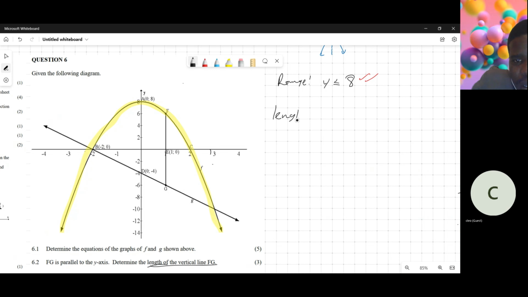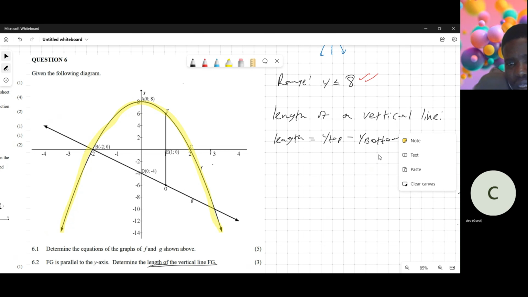Length of a vertical line will be given as: length is equal to the value of y on top, so that will be the value of y at f minus the value of y at the bottom.